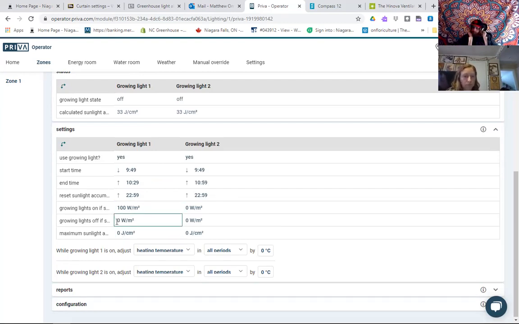And there's two settings here. If we set that, it's kind of like a dead band of 100 watts per meter squared. So from 0 to 100, the lights will be on, and they will stay on until it hits 200 watts per meter squared, then they'll turn off. So that's supplemental light. If you're lighting at night, it doesn't matter. You're just looking at the time it starts and the time it finishes.